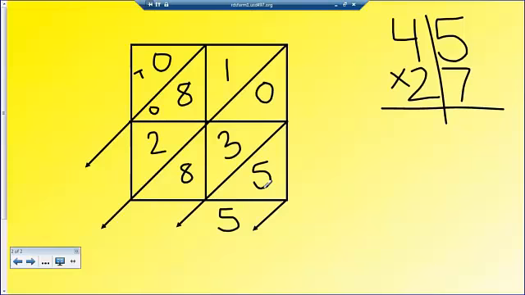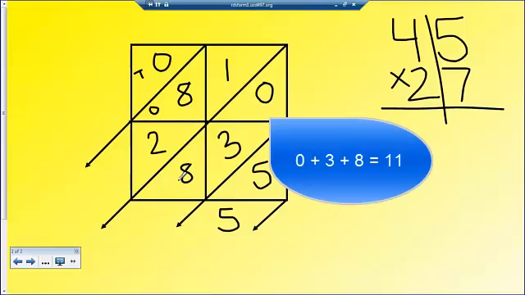Now I'll add up the numbers in the diagonal above the bottom one. I have the numbers 0, 3, and 8. If I add those three numbers, I get the total of 11.